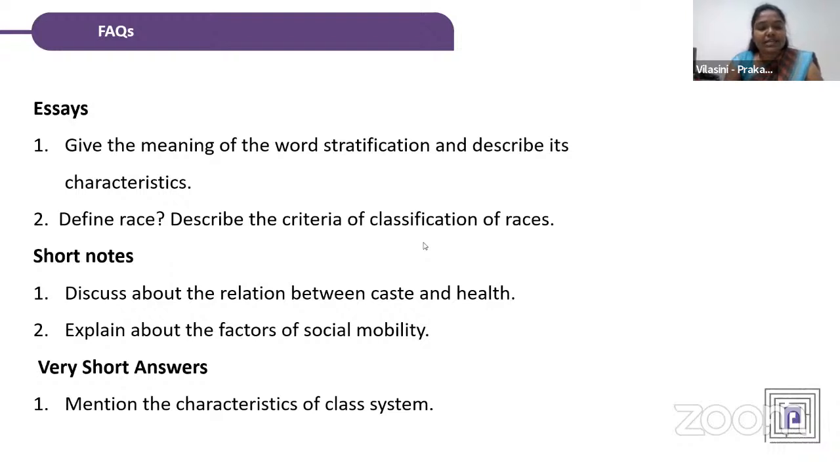Then short notes: discuss the relationship between caste and health. Second, explain the factors of social mobility. Then very short: mention the characteristics of class system. So you can write how the class gets influenced, or how it will be showing impact on the people. What are the characteristics of the class?